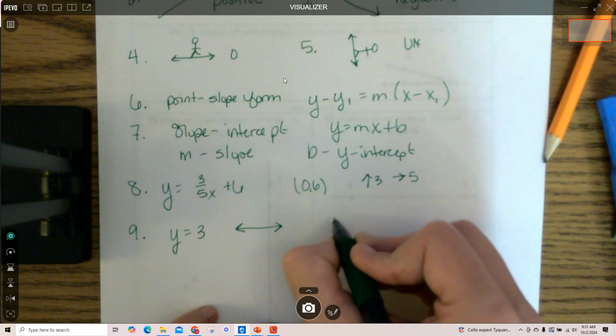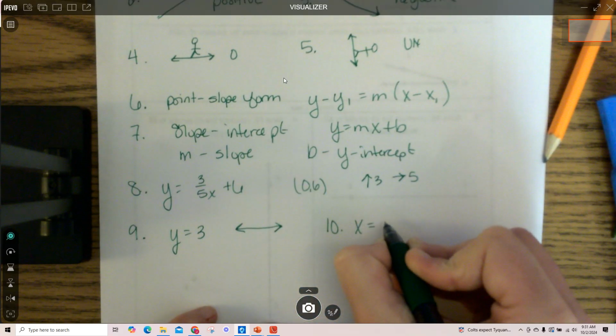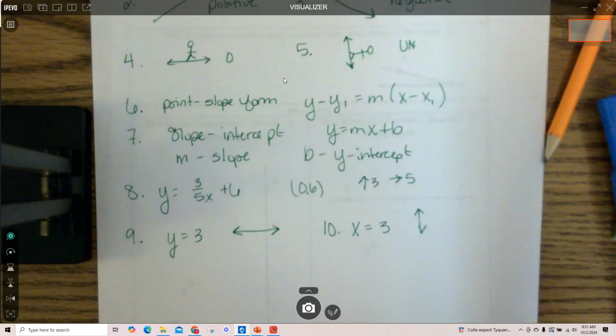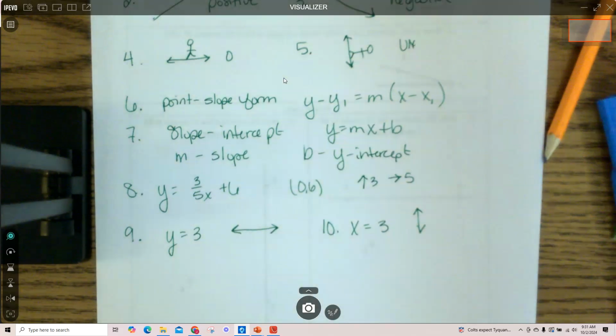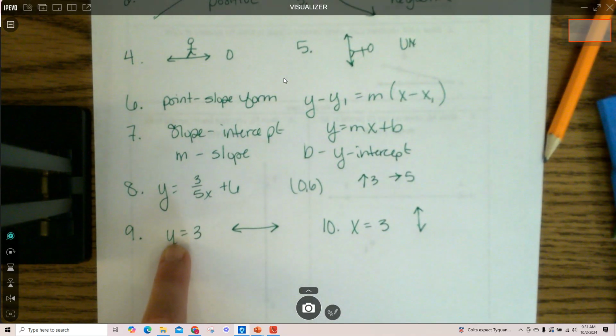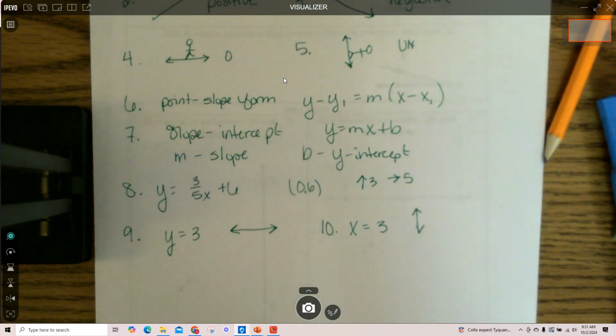So is 10 an x equals? Yes. If it's x equals a number, it's a vertical line, and it's where x is 3. So on the x-axis, you would find 3 and draw a vertical line through it. If it's y equals, find the 3 on the y-axis, draw a horizontal line through it.